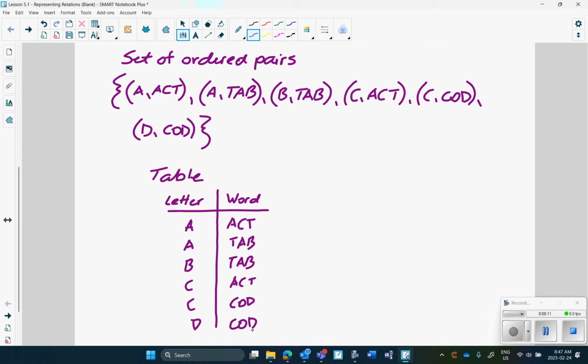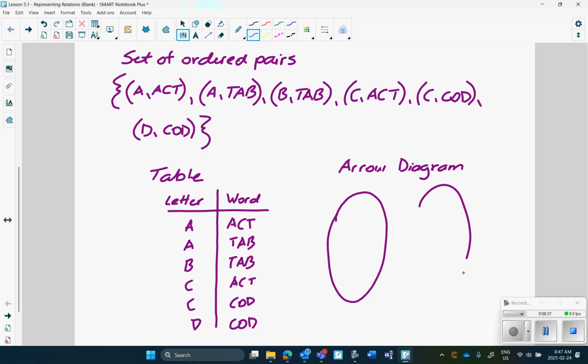We could do something called, and I don't think you've seen this before, an arrow diagram. To show the relationship between the first set of information, the letters, and the second set of information, the words that they appear in. So here's how we do an arrow diagram: we do two ovals. And we write all the elements of the first set in the first oval, so A, B, C, D.